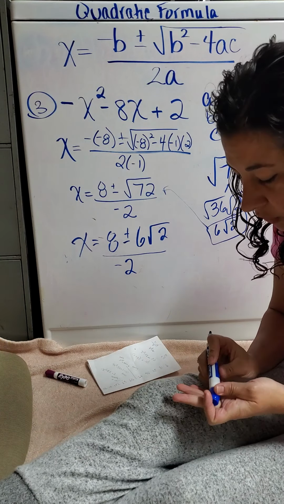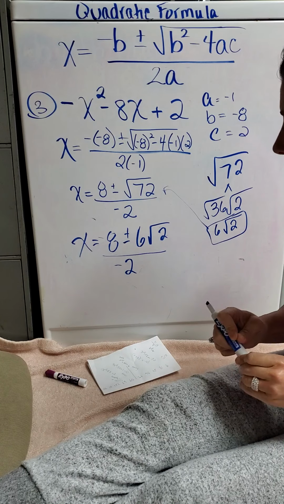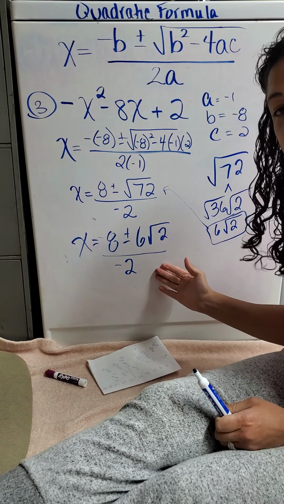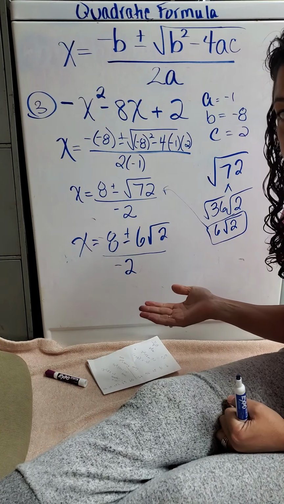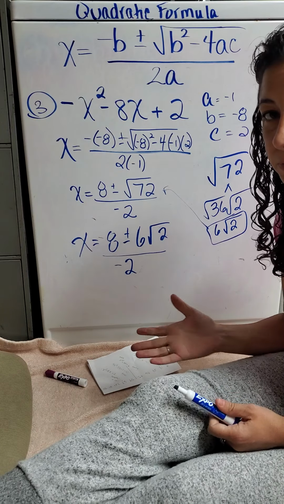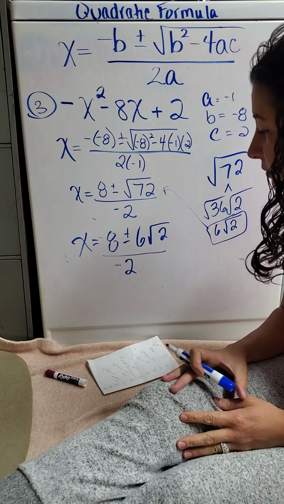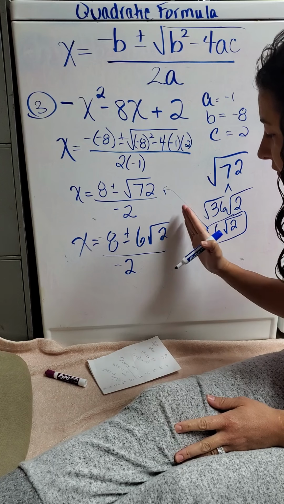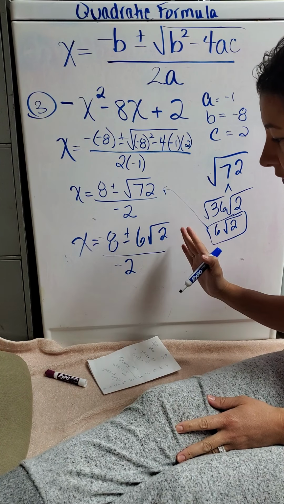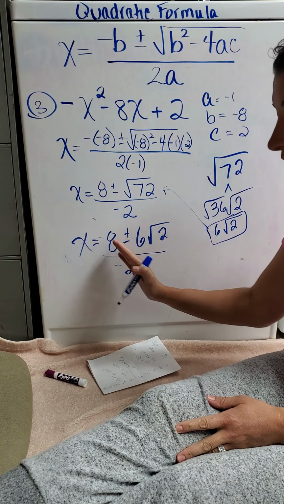Now, depending on what the question asks you, you might be able to put this in your calculator and get a decimal as your response. They might ask for your response in simplest radical form. If they ask for simplest radical form, that means this could either be it, or can we simplify further?